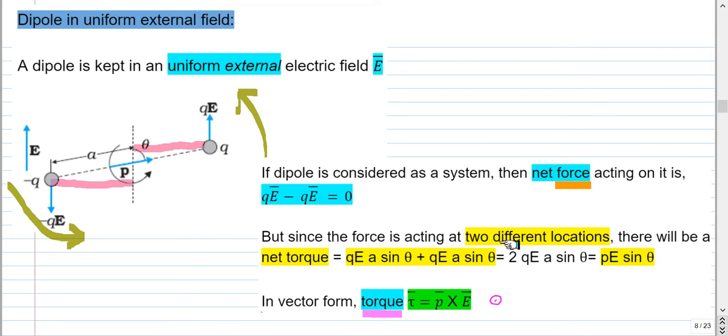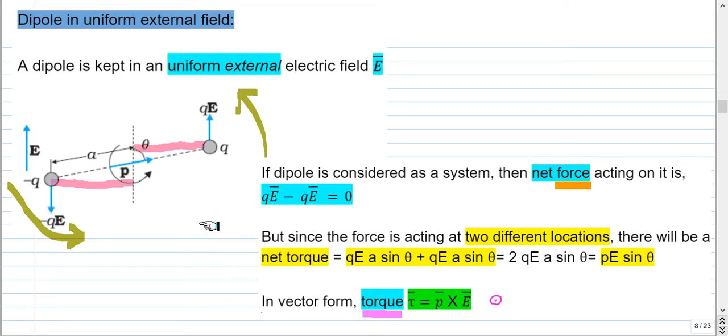So the total torque will be twice QE A sine theta, and Q and 2A can be combined as P. So torque is P sine theta, and the torque direction is anti-clockwise. The anti-clockwise torque can be represented by a dot vector out of the plane of the paper.